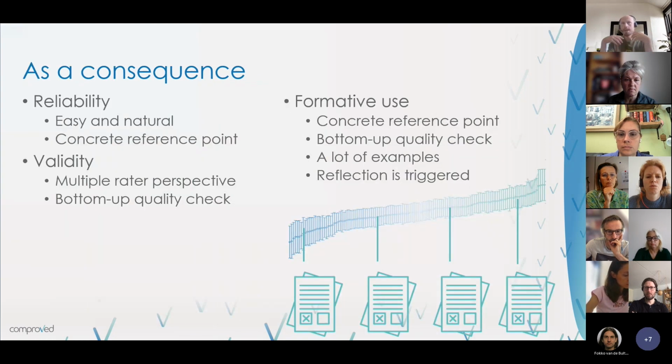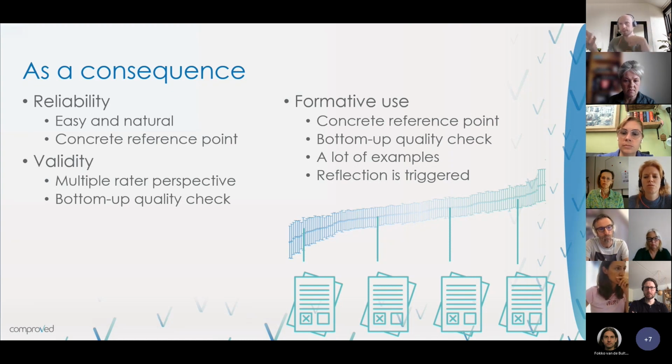So in that manner, you're building up your quality reference scheme. So it's bottom up, you experience it and you see it very concretely. So the reliability is higher because a comparison is natural, it's easy, and you have a concrete reference point. It's not something abstract, but you can just see it in the other text. It's valid because you have a multi-rater perspective, and the quality of the reference scheme is built up bottom up.